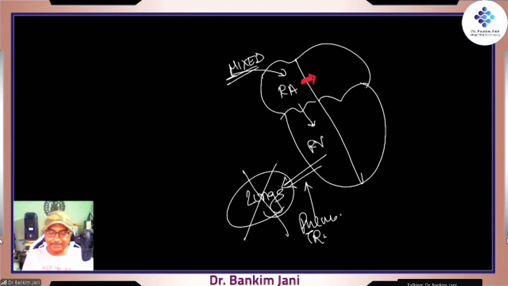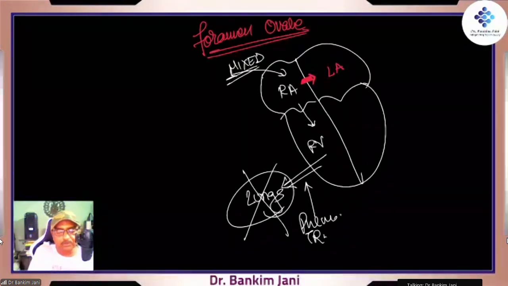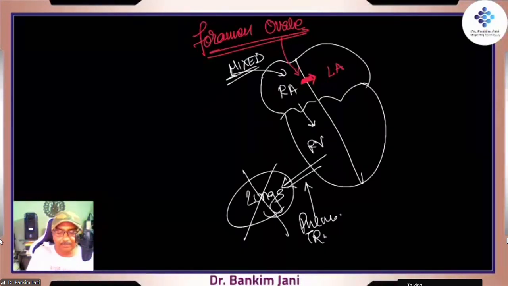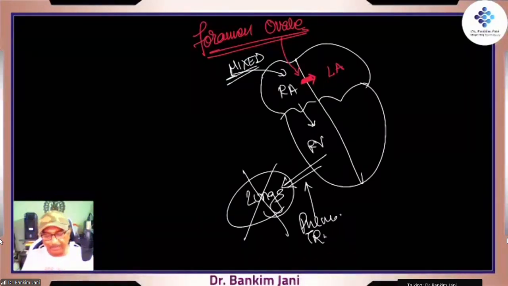So from the right atrium, the blood straight away goes into the left atrium. And there is a hole, and it is called the foramen ovale, because its shape is oval. So it is called the foramen ovale. So blood from the right atrium goes into the left atrium.